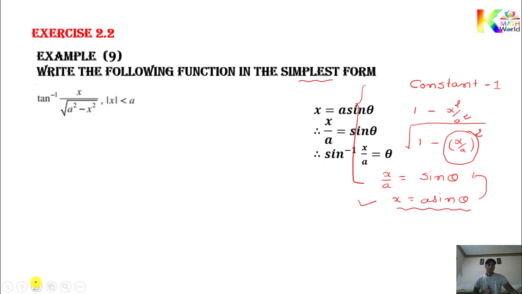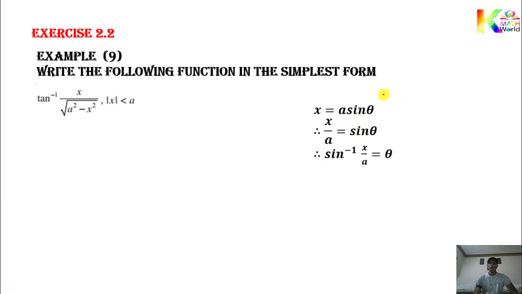So now, whatever you assume, this is your assumption. Replace that assumption in your equation. In the next step you get tan inverse of x, that is a sin theta. You can see here a square minus a square sin square theta. You got a square common, so outside is root, it means you got a, so that a you can directly cancel also, and you can directly write this step also.